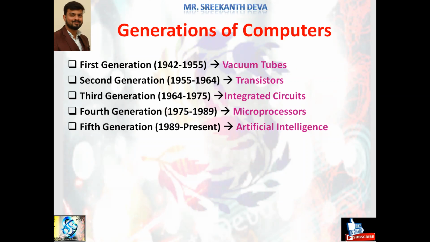Coming to generations of computers, we have 5 generations. First generation, in the year 1942 to 1955, vacuum tubes are used. Second generation, 1955 to 1964, transistors are used. In the third generation, 1964 to 1975, integrated circuits are used. The fourth generation, 1975 to 1989, microprocessors are used. The fifth generation is nothing but artificial intelligence. Okay, we will discuss each generation in detail, one by one.